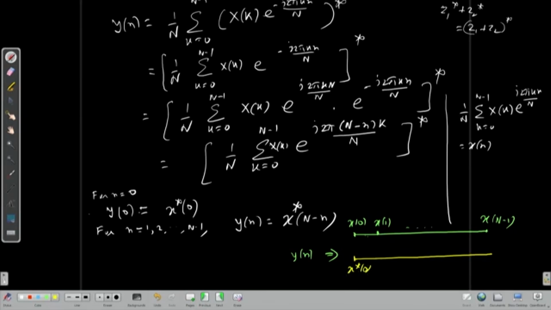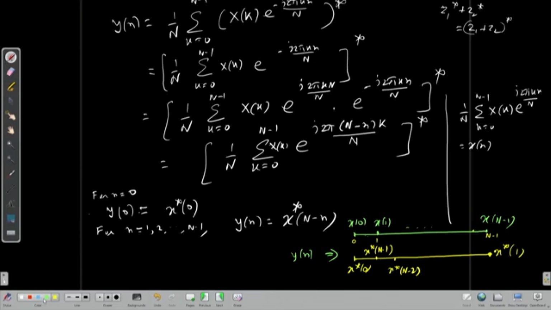But then at point 1, when small n is 1, this small n 0, 1, dot dot dot n minus 1. So, when small n is 1, it is x star n minus 1. So, this guy will come, okay, x star n minus 1. Then when small n is 2, x star n minus 2, this guy will come, and dot dot dot, when small n is last point capital N minus 1, it is x star 1.